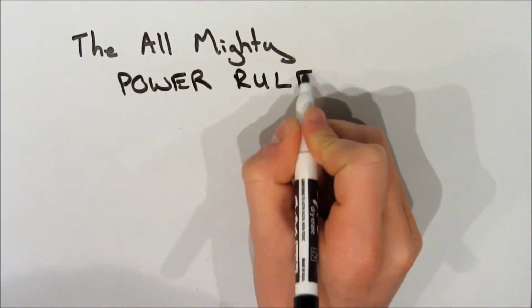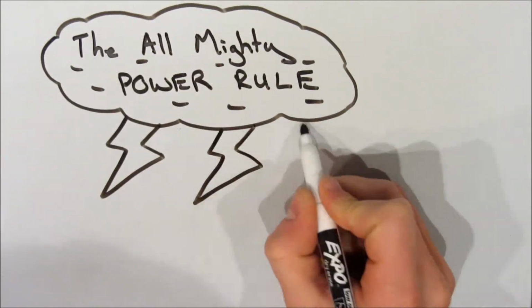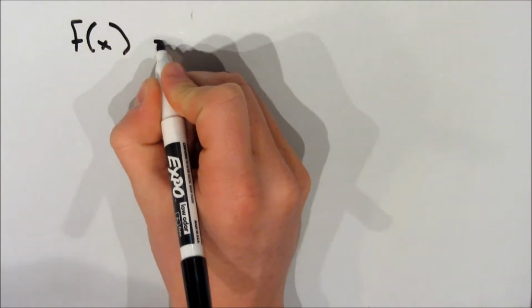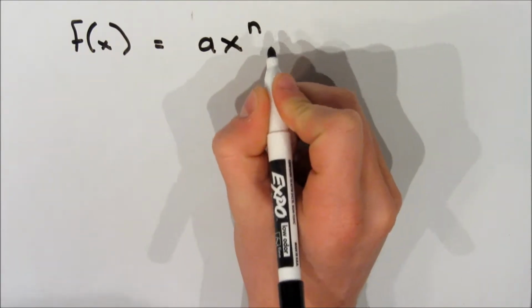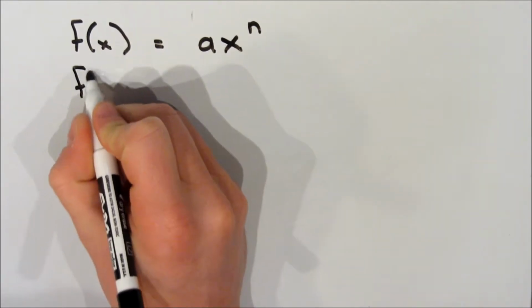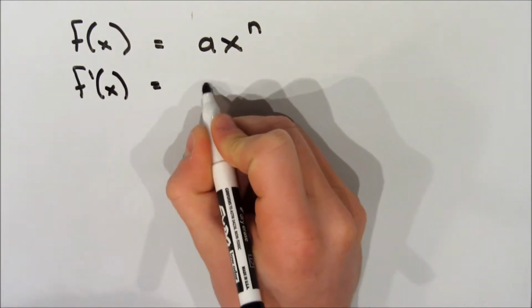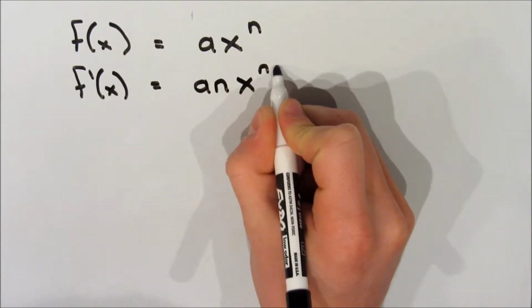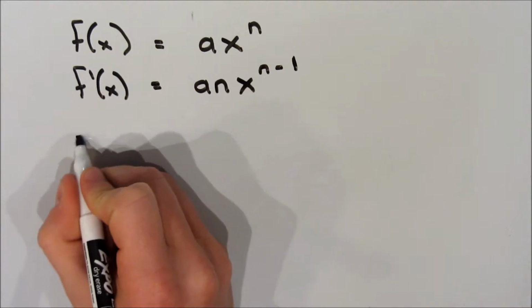I'm going to explain how to take the derivative without using that big formula we talked about before. The method that we use is called the power rule. So, if we have a function f of x is equal to ax to the exponent n, where a is the coefficient in front of x and n is the exponent on x, we can say that the derivative of f of x, or f prime of x, is equal to anx to the exponent n minus 1.